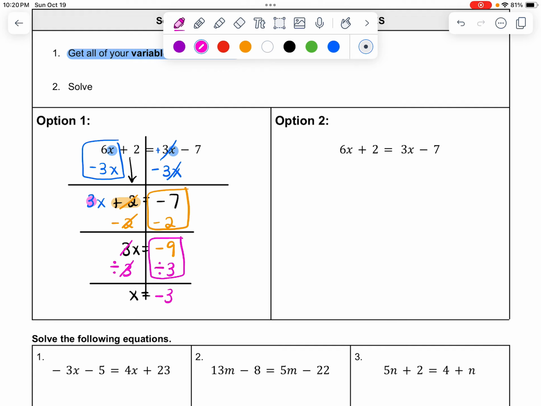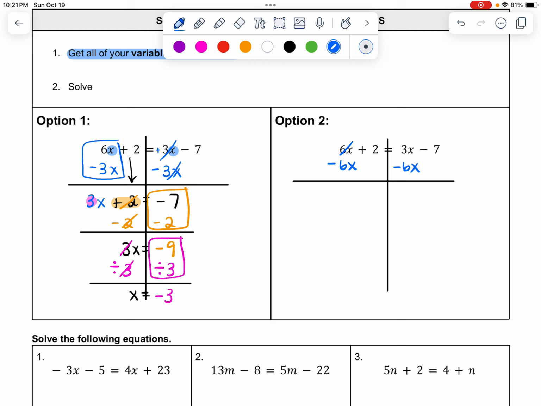Now, option number 2 is we could have decided to get the 6x to move instead. So let's see what happens if we go with that method. I'm going to draw my line just like always to keep it balanced. And then I'm going to start by subtracting the 6x this time. Now again, our first goal is to get the x's together. So this is still going to achieve that goal.